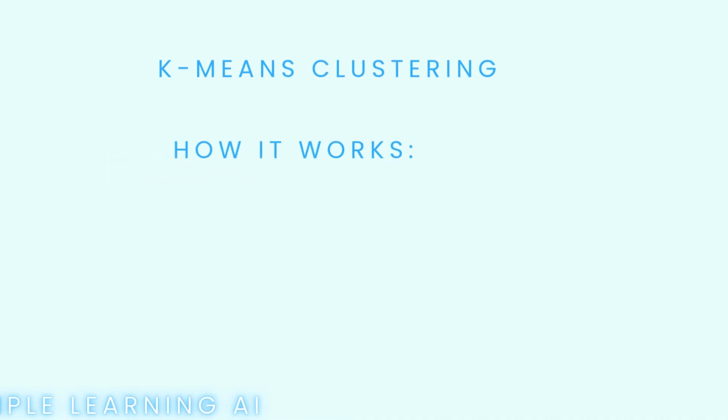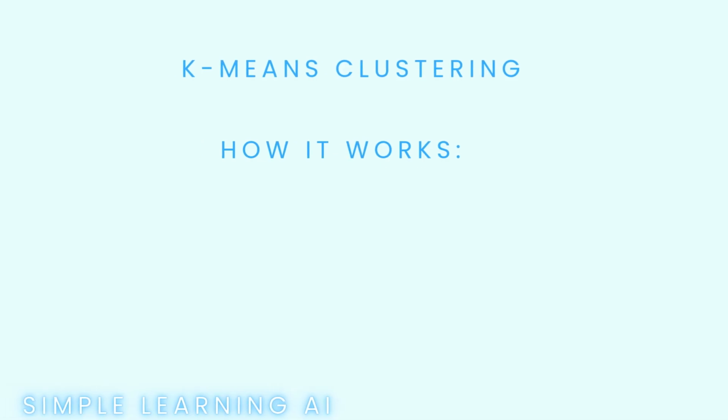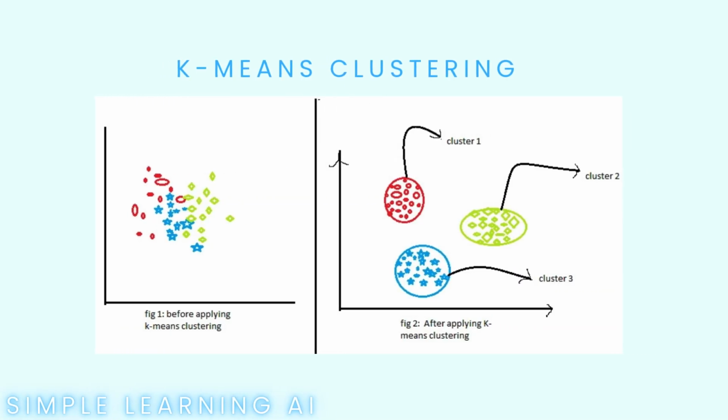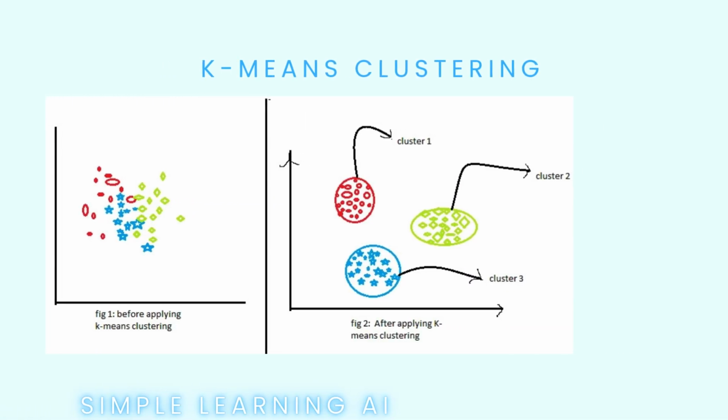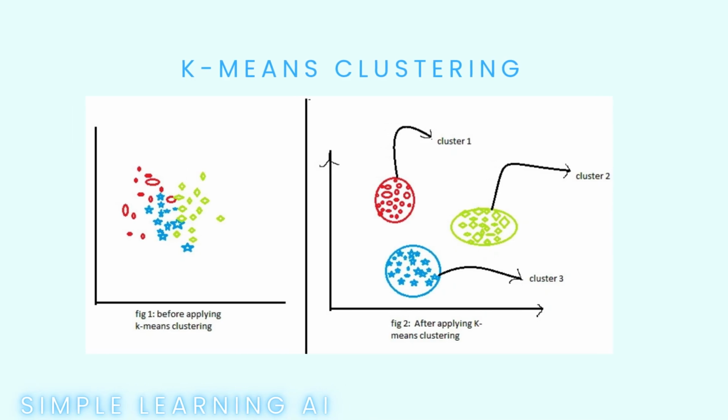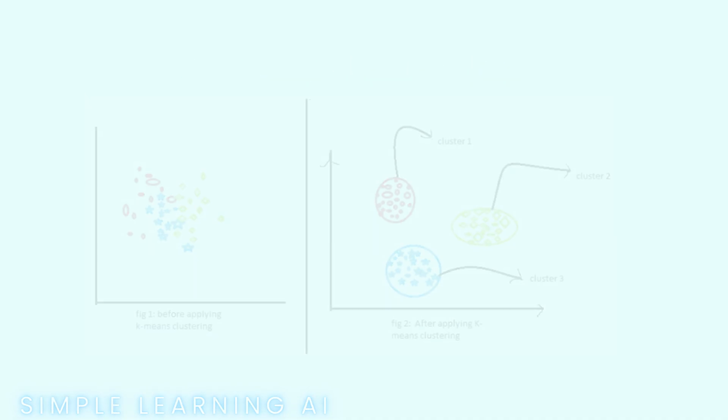K-means is one of the simplest and most popular clustering algorithms. How it works. First, you choose K, the number of groups you want. The algorithm picks K random points as starting centers. Then it assigns every data point to the closest center. After all points are assigned, it recalculates the center of each group. It keeps repeating this process until the groups stop changing.